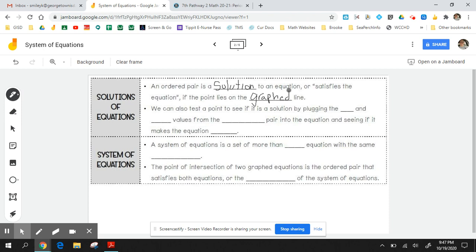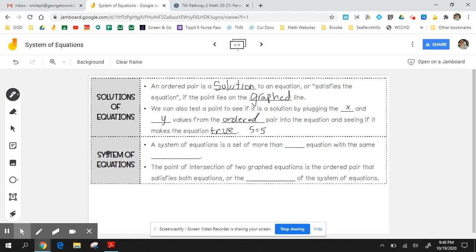Alrighty. We can also test a point to see if it is a solution by plugging in the x and the y values from the ordered pair. This is what we did on that first example. We're going to see if it makes the equation true, meaning that the left side equals the right side. In that first example, remember we had 5 equals 5, so we knew that that point made that solution true.